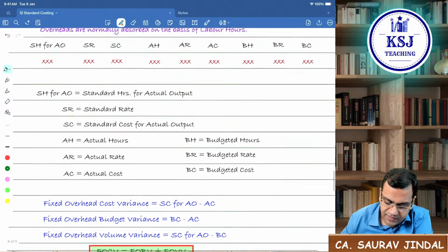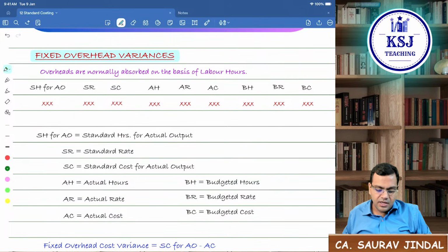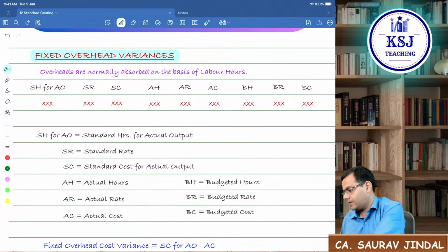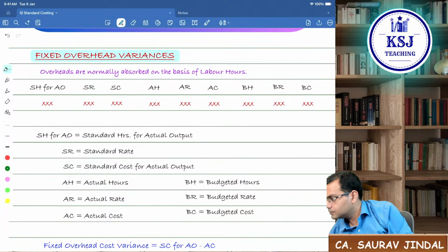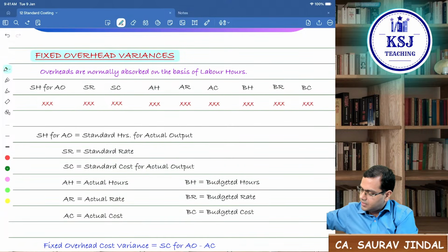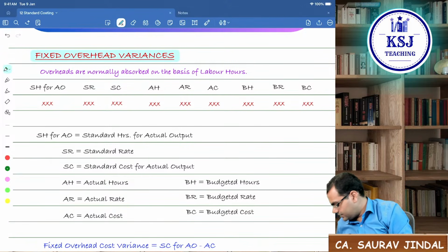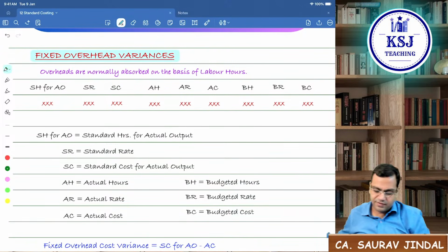Yes, variable overhead variance is clear. Please confirm once, then we will move on to the last part, that is our fixed overhead variances. Clear? Okay, now coming to the fixed overhead variances. This is a bit trickier part, that what should be done in case of the fixed overhead variances.